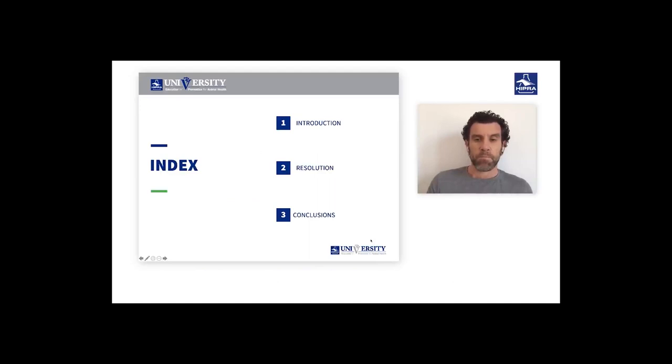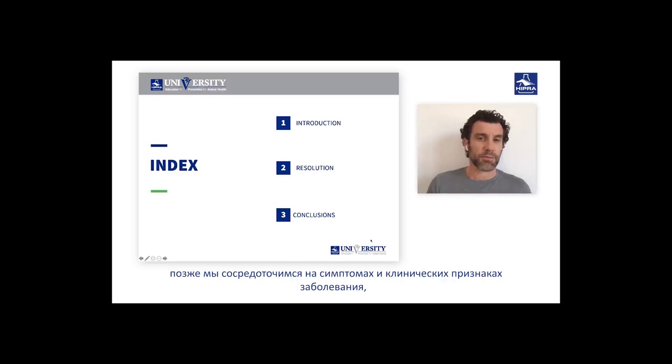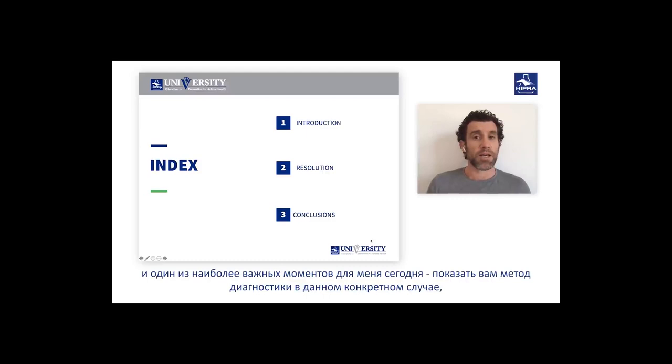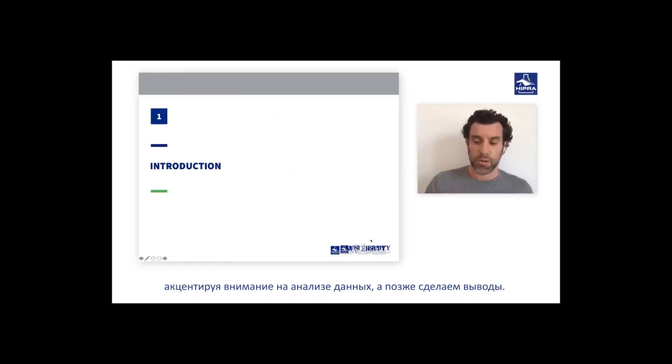First, we are going to see some characteristics of the farm, the localization, the health status, and how is the replacement, and something in relation with those points. And we are going later to put the focus on the symptoms and lesions. And one of the most important for me today is to show you the method of diagnosis in this particular case, putting the focus on the analysis of the data. And later we are going to see some conclusions.